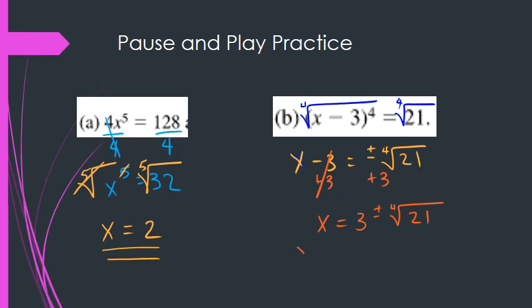Now I'm going to find those approximations in my calculator. So it'll be 3 plus 21 to the 1/4, and that would be 5.14, and 3 minus 21 to the 1/4 is 0.86.